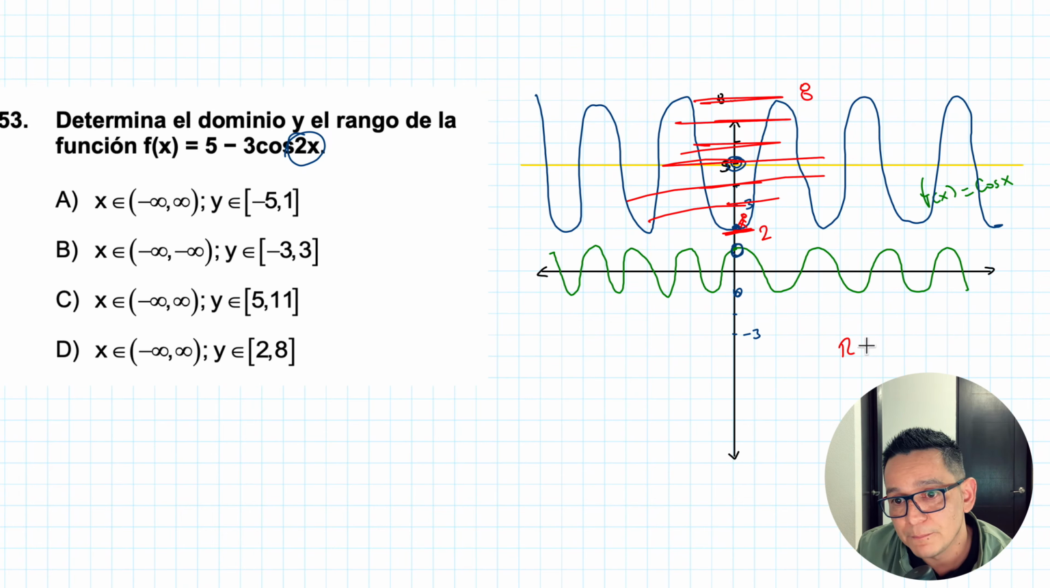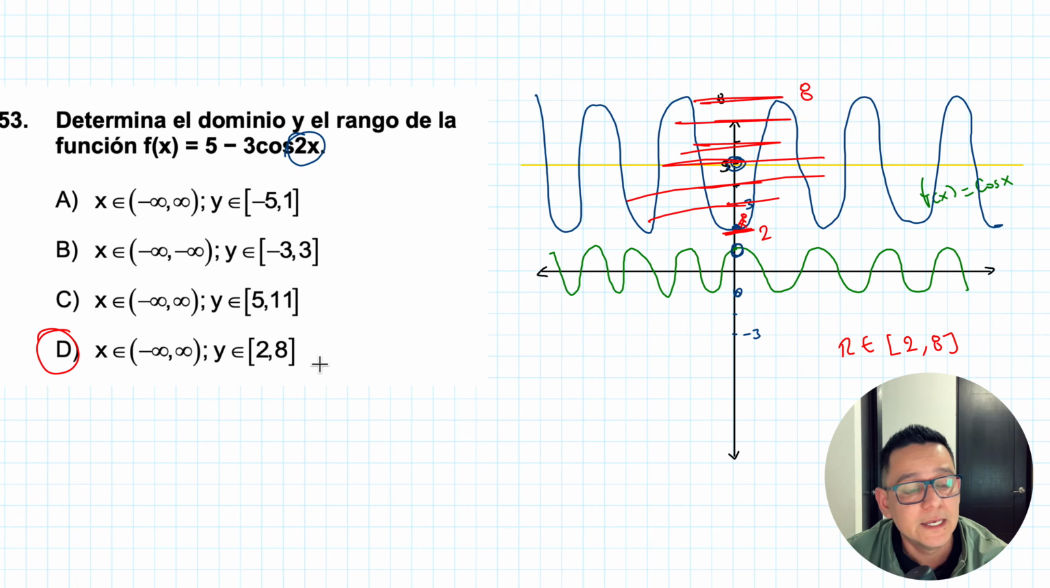Therefore, my range will be those that belong to the set of real numbers from 2 to 8. This is my range. Let's see. I don't know if we've already answered the question with that. Yes, with that. Look, the correct answer is option D. Look, here it is. It's the interval of values that goes from 2 to 8, obviously including 2 and including 8. It's right here.